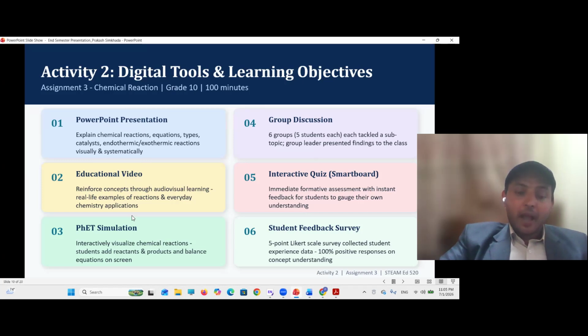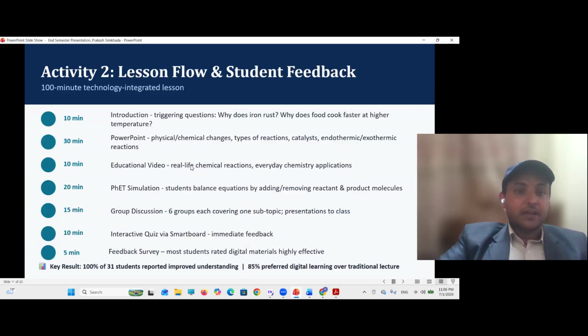Then I allowed the students to visualize the chemical reaction and balance the chemical equation using the PhET simulation. Later on, the students were given the opportunity for group discussion and asked to solve an interactive quiz, and finally the feedback of the students was taken. Here also, I have followed the 5E instructional approach.